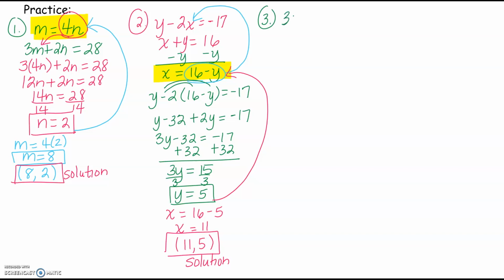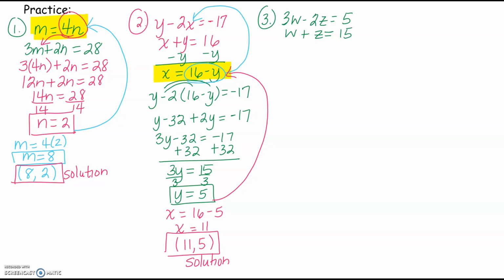3w minus 2z equals 5. W plus z equals 15. Again, I look at each linear equation.